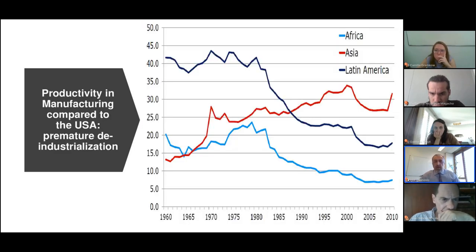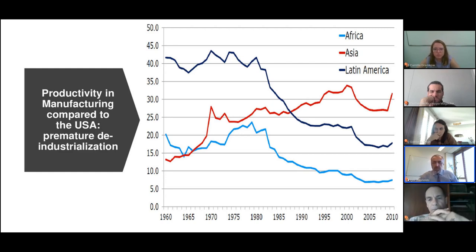In terms of productivity in manufacturing compared to the USA, we see really long-term trends, where Latin America was at 40% of the US until the lost decade of the 80s, and now is less than 20%. Africa was around 20% and now is below 10%. So basically, you can see that the neoliberal period from the 1980s clearly marks the break in the tendencies of any catching up in terms of productivity compared to the US.